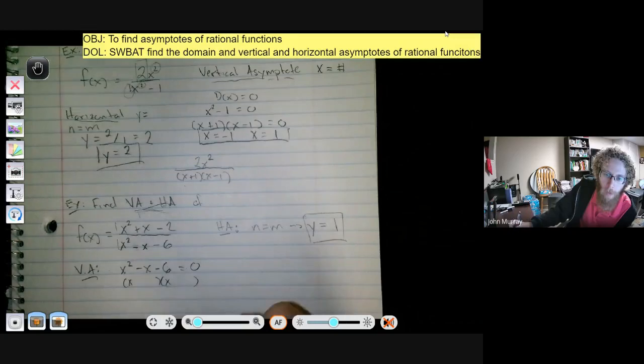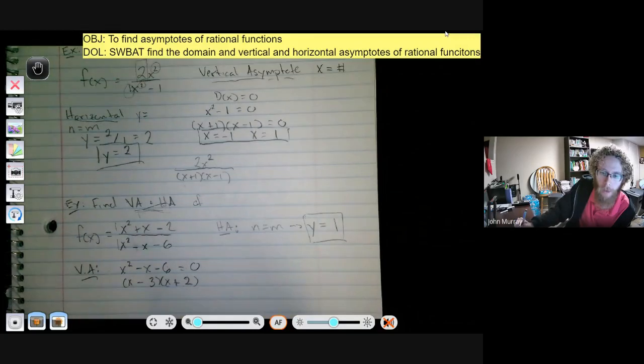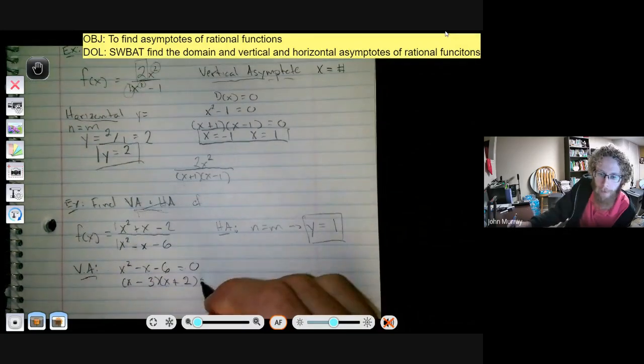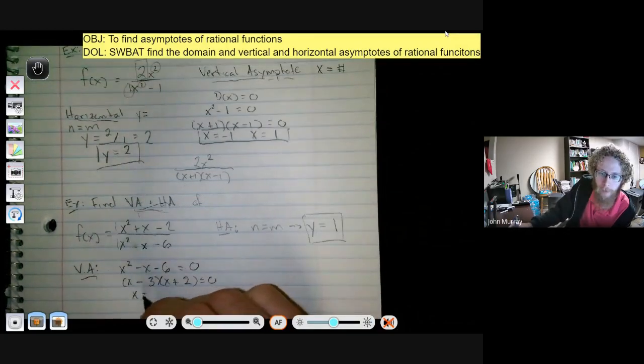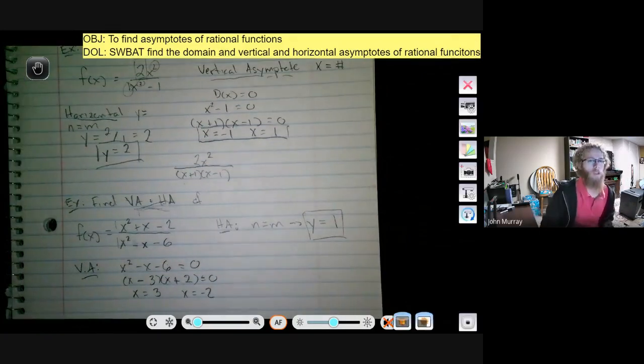Two numbers that multiply to 6 would be 3 and 2. One of them has to be positive, one of them has to be negative, and they add up to -1. So we're going to make the 3 negative, since that's the larger number, and then the 2 positive. All right, so again, we have 2 vertical asymptotes.